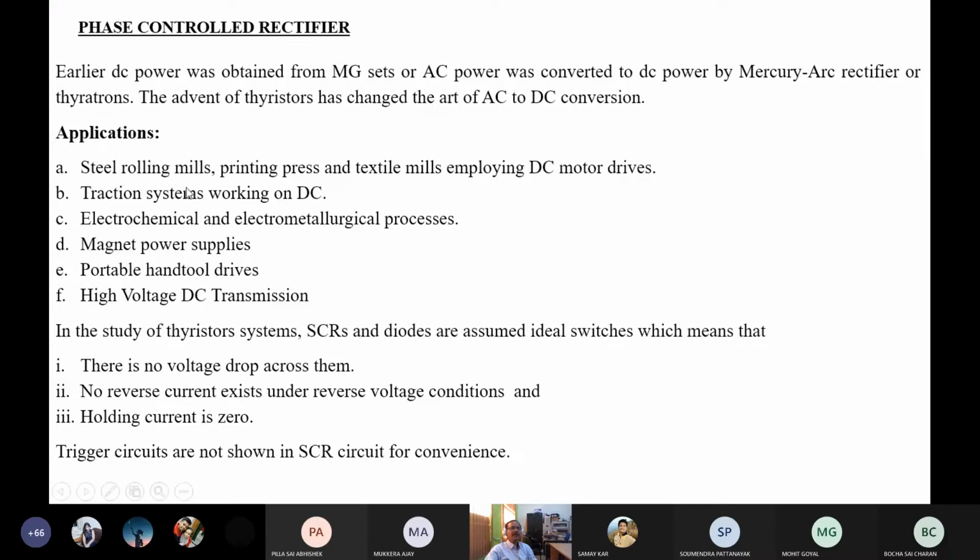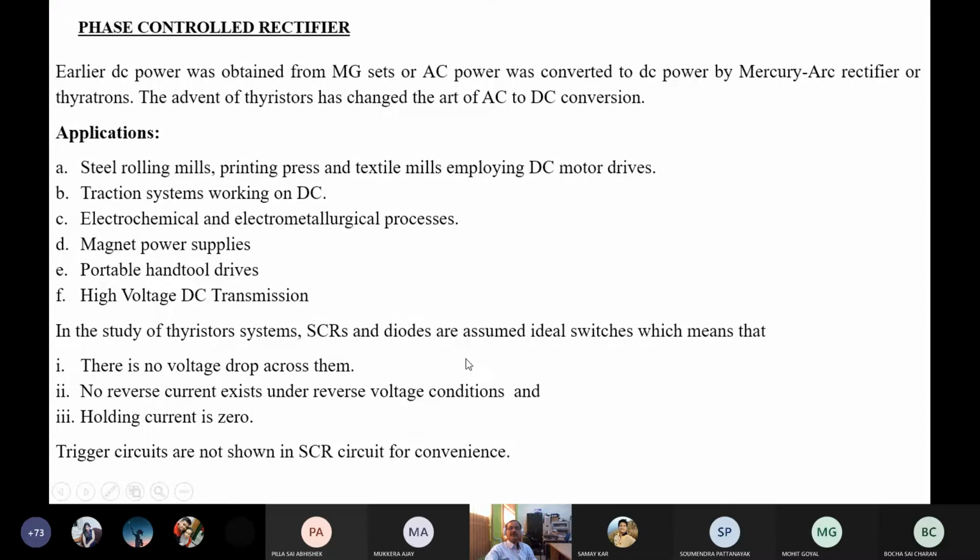And the applications are wide across the board: steel rolling mills, printing press, textile mills, traction systems, electromechanical, electrochemical and electrometallurgical processes, magnet power supply, portable hand tools, and many more.